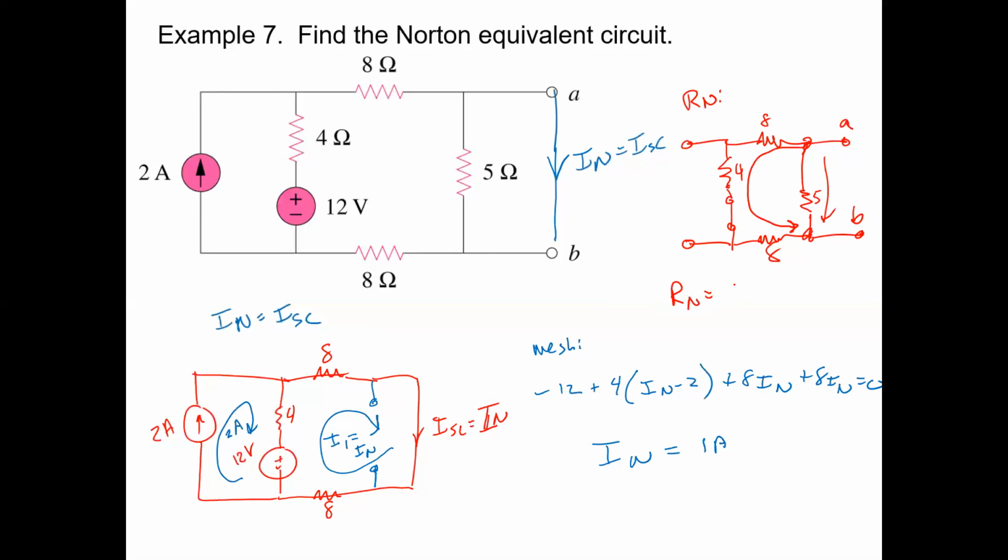So RN is going to equal 8 plus 4 plus 8 in parallel with 5, which is going to equal 20 parallel with 5, which is going to equal 4 ohms.